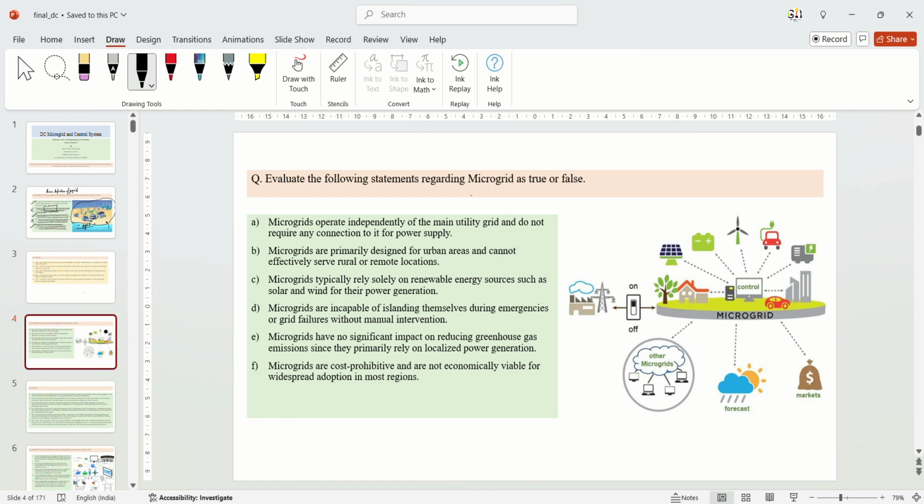The second question is also related to a few statements regarding the microgrid, because it is also a basic topic. Here also I have put six statements. You have to tell me which statements are true and which statements are false. I'm giving you a few minutes to solve this question. Just let me know if you have any doubt.